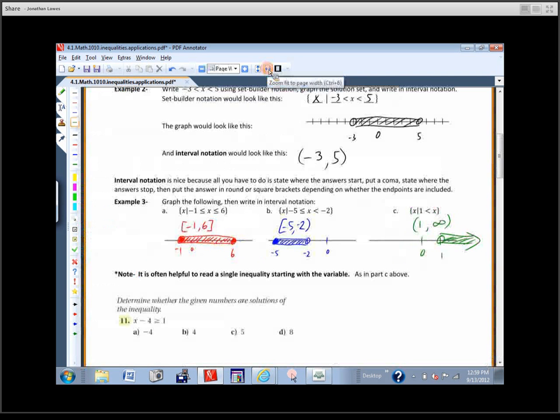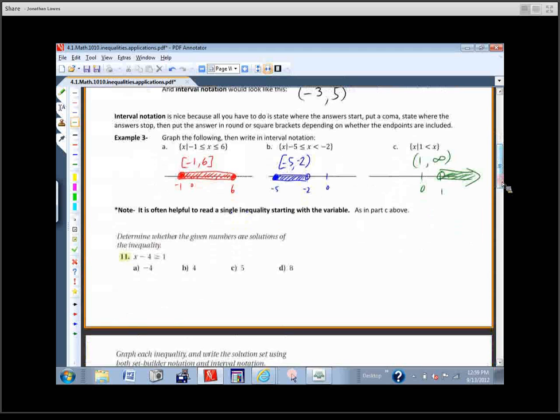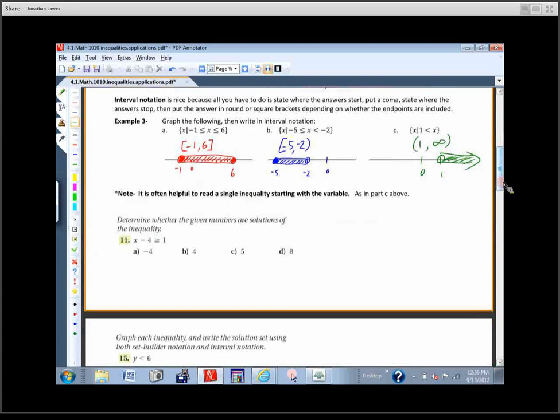Okay, are there any questions there? Make sense? Again, it's very helpful to read an inequality from the variable. Okay, like we did here. Just read this as x is greater than 1. So it says determine whether the numbers are a solution of the inequality. So if you want to know whether or not these are solutions, plug them in and see if they make the inequality true. So if I plug in a -4, that's going to be -4 minus 4 greater than or equal to 1. That's a -8 greater than or equal to 1.